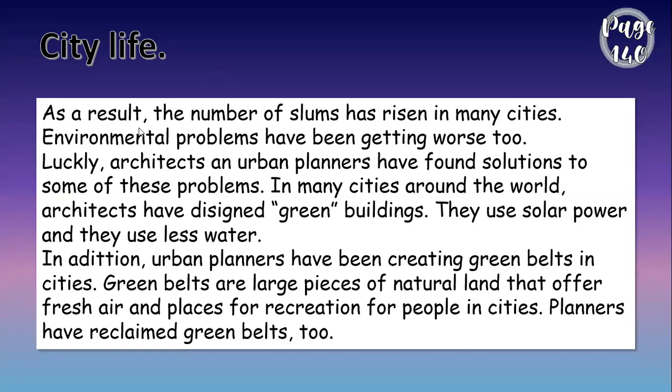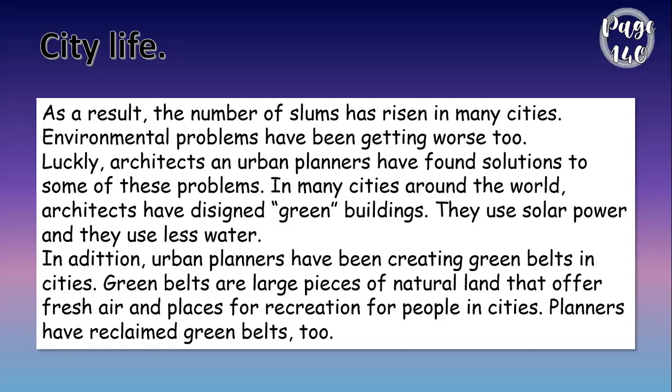As a result, the number of slums has risen in many cities. Environmental problems have been getting worse too. Luckily, architects and urban planners have found solutions to some of these problems. In many cities around the world, architects have designed green buildings. They use solar power and they use less water. In addition, urban planners have been creating green belts in cities. Green belts are large pieces of natural land that offer fresh air and places for recreation to people in cities.